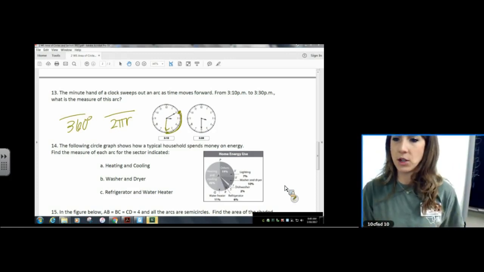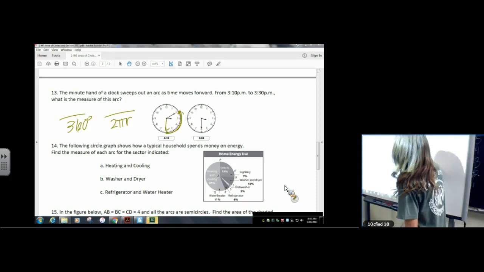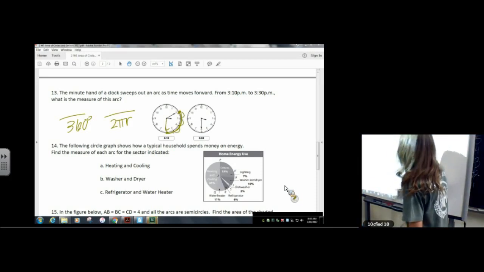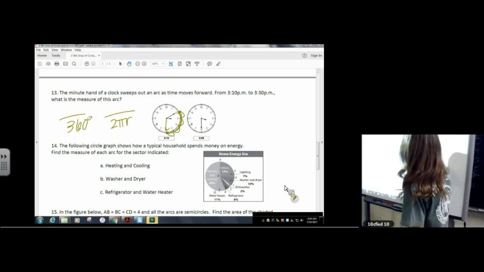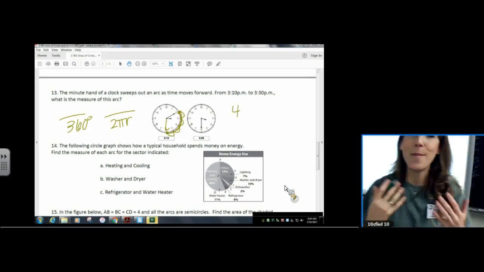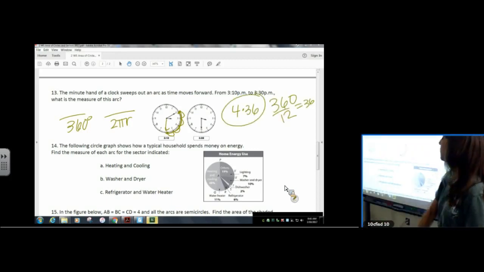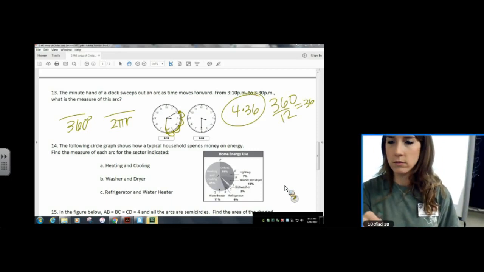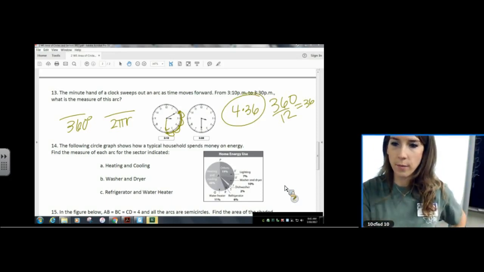How many numbers did we travel? You see it now? We traveled 1, 2, 3, 4. We traveled 4 numbers. And then how many degrees do you travel when you go from number to number? Each time you go from number to number, you travel 36 degrees. So you can just multiply 36 times 4.